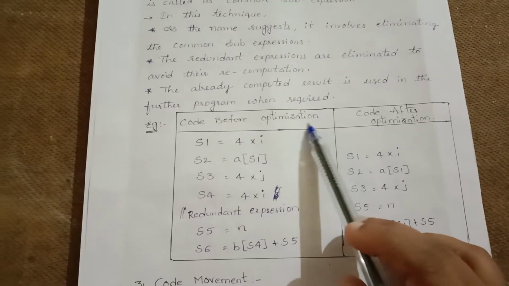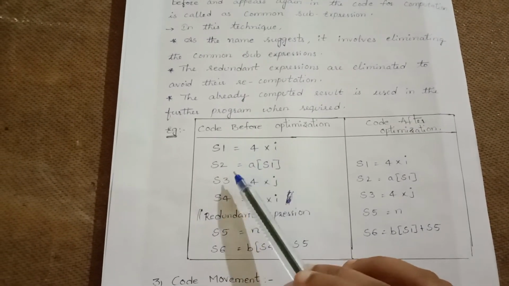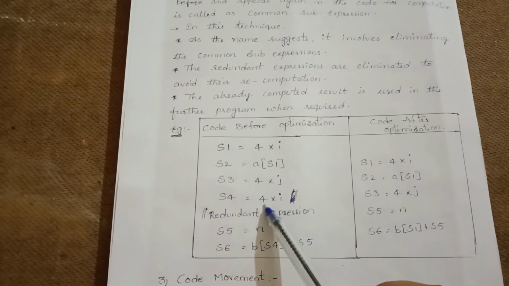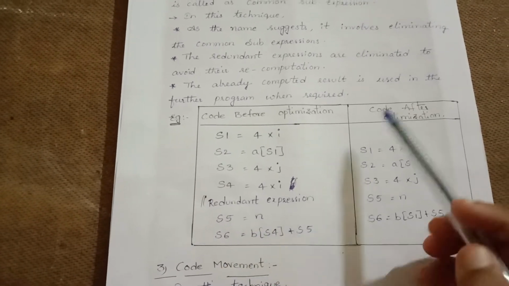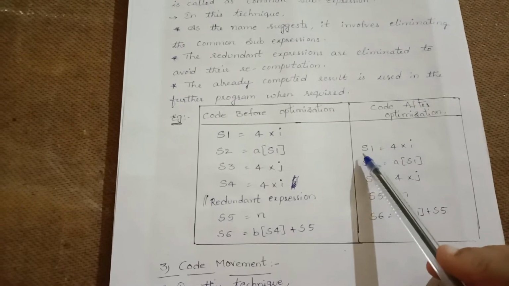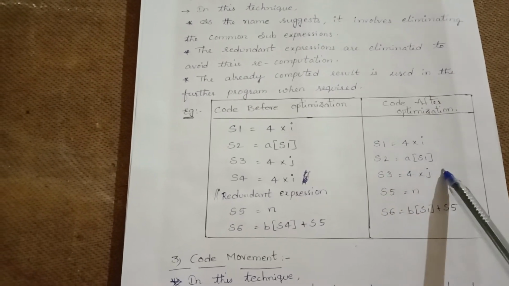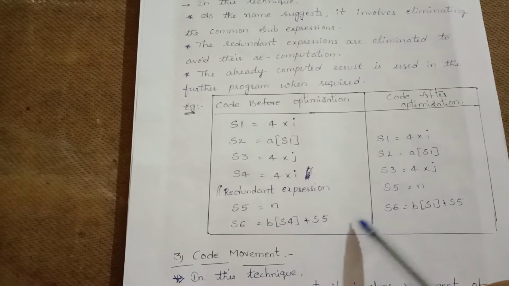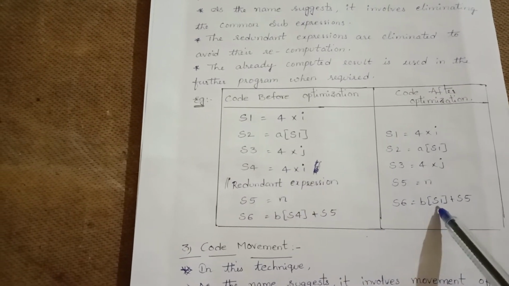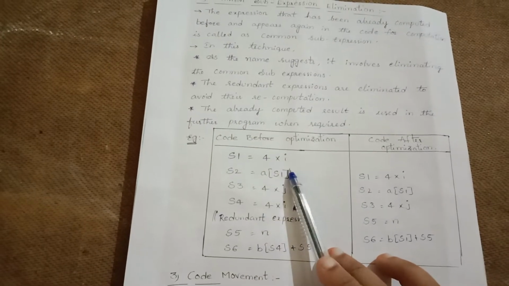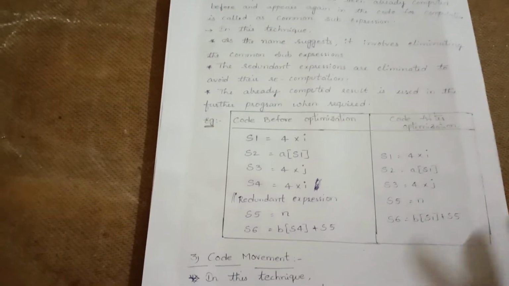So for example, consider the code before optimization, that is S1 is equal to 4 into I, S2 is equal to A of S1, S3 is equal to 4 into J, S4 is equal to 4 into I, and S5 is equal to N, S6 is equal to B of S4 plus S5. After optimization, it can be changed as S1 is equal to 4 into I, S2 is equal to A of S1, S3 is equal to 4 into J, and S5 is equal to N, and S6 is equal to B of S1 plus S5. Here in place of S4 we have the same thing as S1. So this is the code before optimization and this is after optimization. Here if any common sub-expression is there, it is eliminated.